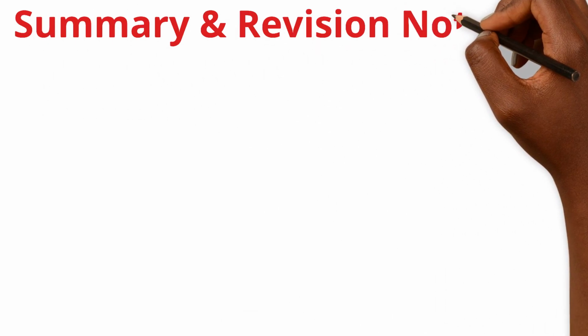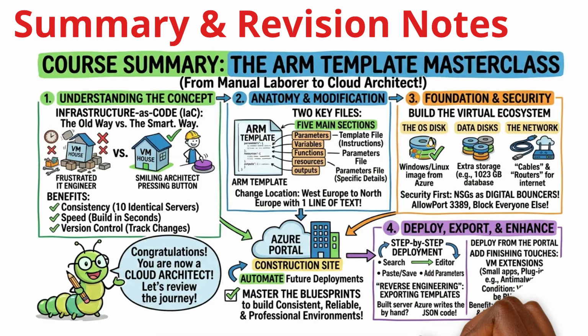Automating assures the shift from manual, brick-by-brick labor to becoming a master architect. You've moved beyond the old way of clicking through portals and moved into infrastructure as code, where magical blueprints, ARM templates, ensure your virtual kingdom is built with perfect consistency and speed. You now understand the anatomy of these blueprints. The template file provides the master instructions, while the parameters file allows for global flexibility. You've learned to build the foundation with VHDs and networks, secure your assets with digital bouncer NSGs, and add the final professional touches using VM extensions.